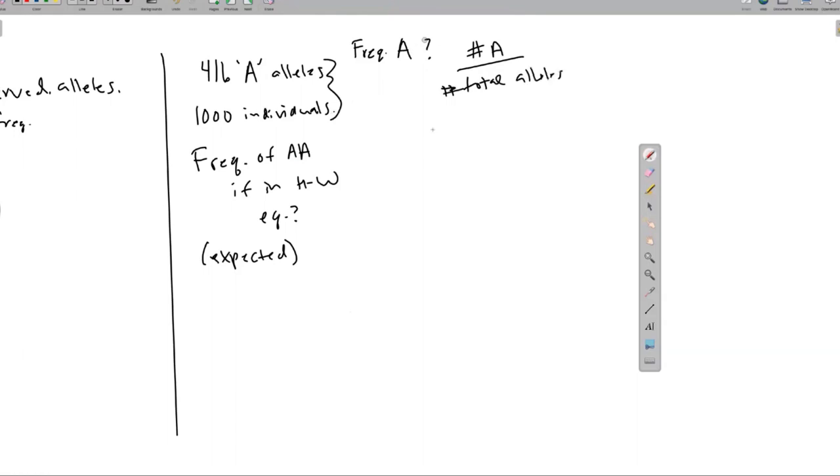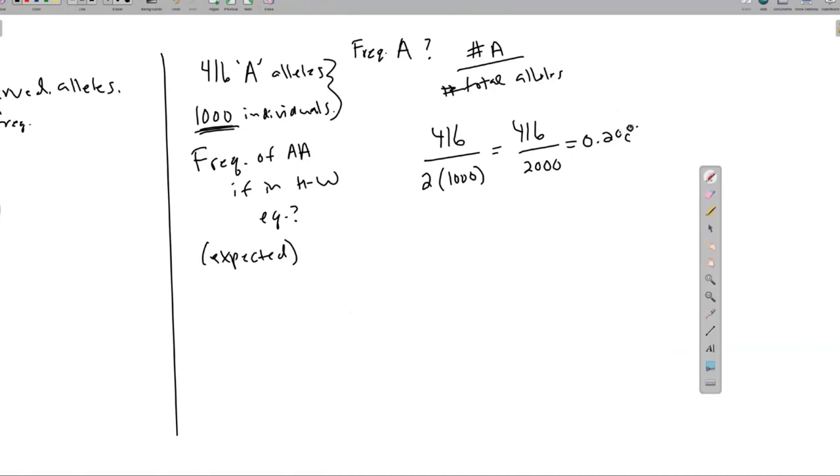The thing you have to remember, we already have 416 on the top, is the total alleles. Every individual, for diploid, has two. So each of the 1,000 individuals has two alleles. You have 2,000 alleles in the population because everybody is contributing two. So 416 out of the 2,000 are big A's. That means 20.8%, or 0.208, is the frequency of the big A. What's the frequency of two of them coming together? You just square that.